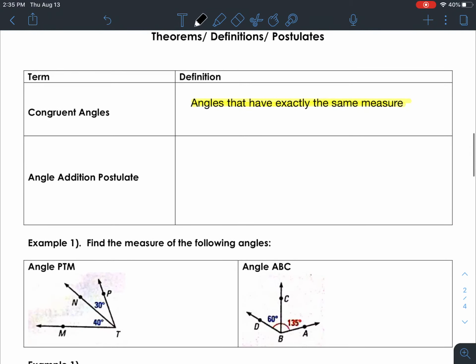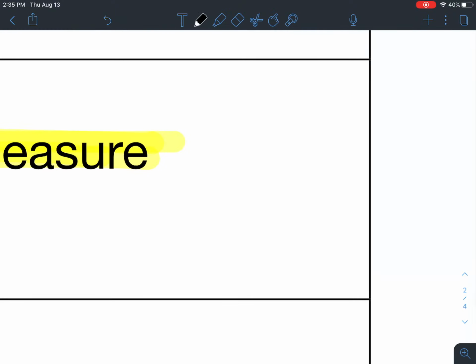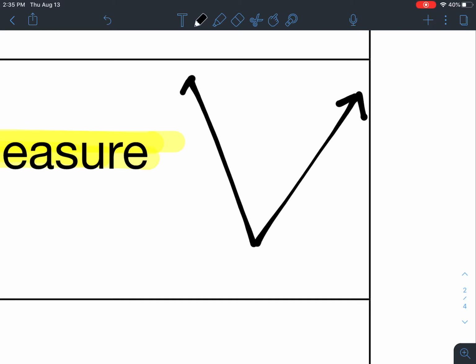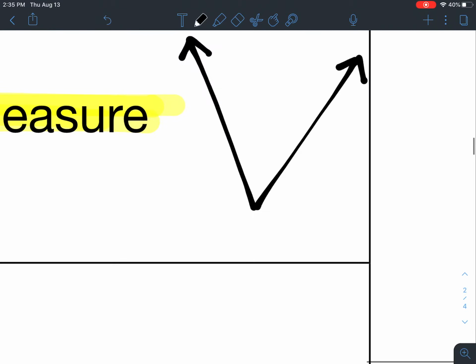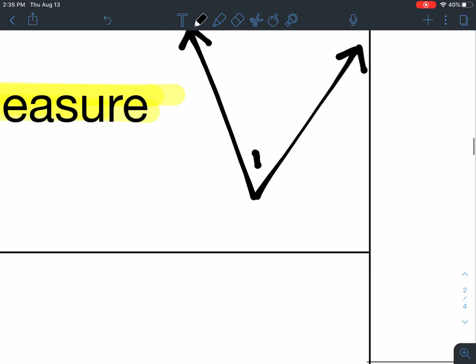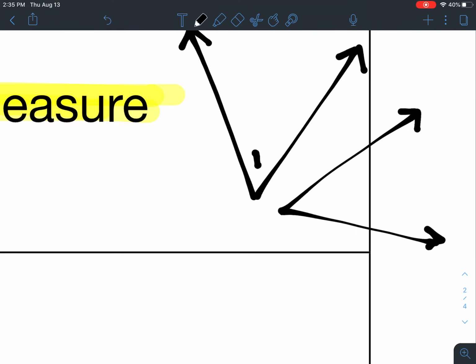Okay. So our last term before we take a quick break is congruent angles. And I know we just talked about that, but I want to go over it again, okay? So congruent angles are angles that have exactly the same measure. So if I just wanted to draw a really quick picture in here, let's have this angle, and let's call this angle 1. And we're going to have another angle that's not touching it. Let's call this angle 2.